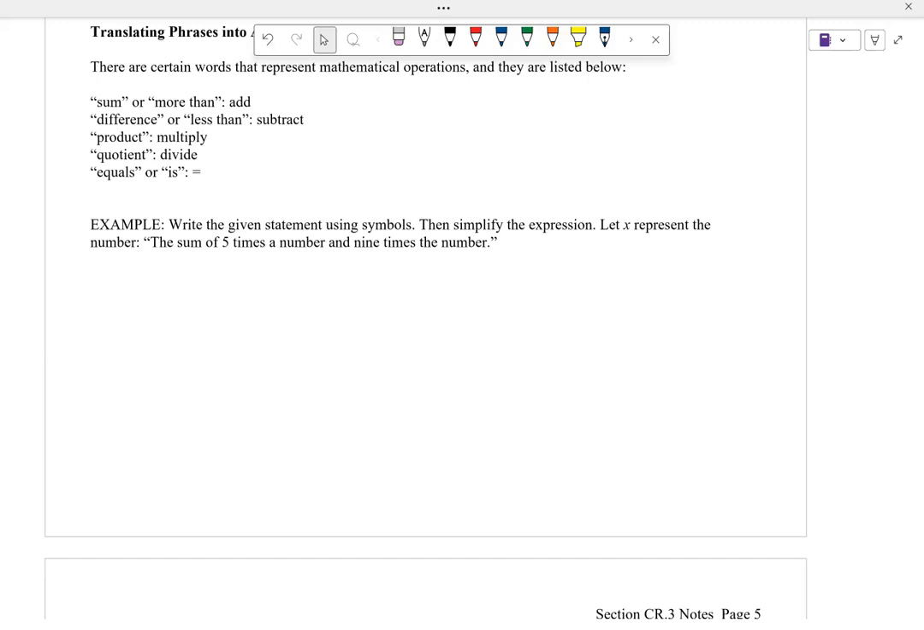The sum of, so we got a plus, 5 times a number and 9 times that number. We're going to let that number be x. The sum of 5 times the number and the other term being 9 times the number, right? And you say, well, if we can simplify it, go ahead and simplify it. We can simplify it. We do get 14x.